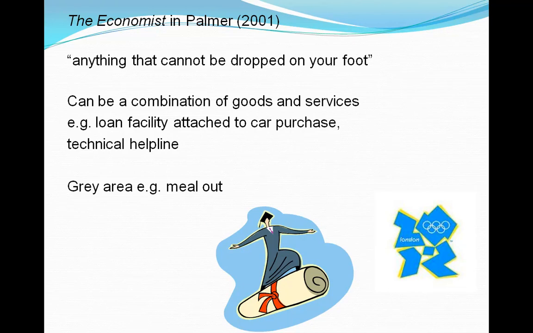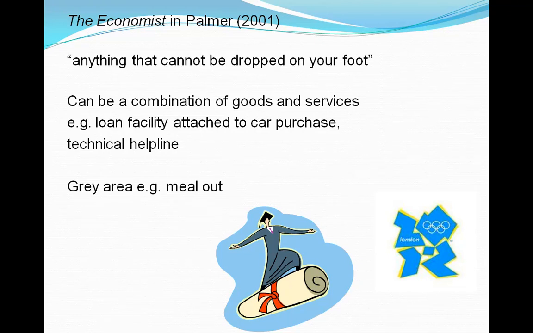Also, Palmer said, which I quite like, it's anything that cannot be dropped on your foot. So a service, whereas a product you can basically hurt yourself with, or you can break it. A service you can't. It can be a combination of goods and services. So, a loan facility attached to a car purchase, set warranties, helplines, additional customer service, things like that.